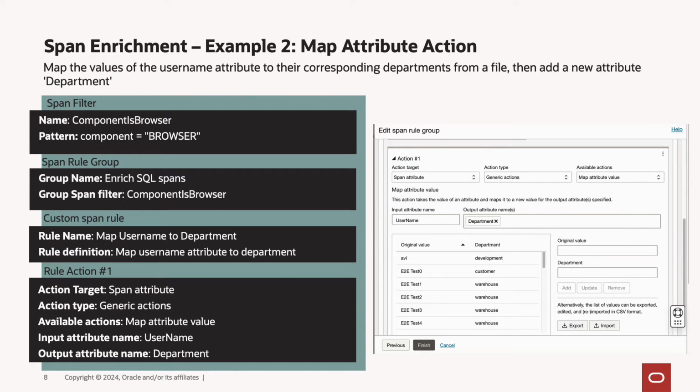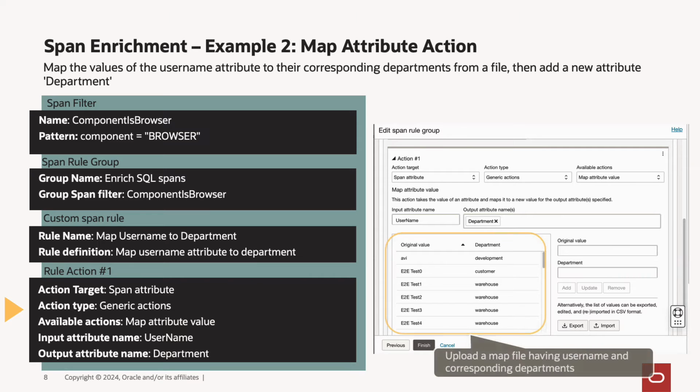Another example. This time, the generic action is used to map the values of an existing attribute to the values from the file and create a new attribute. First step is to define a span filter. In this example, the pattern is component equals to browser. Next, set the span group name and select the span filter name configured in the first step. Within the group, create a span rule. Set the rule name and definition to the rule.